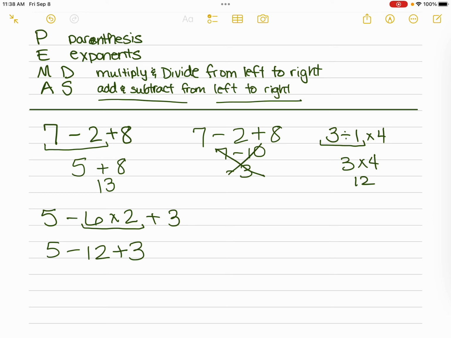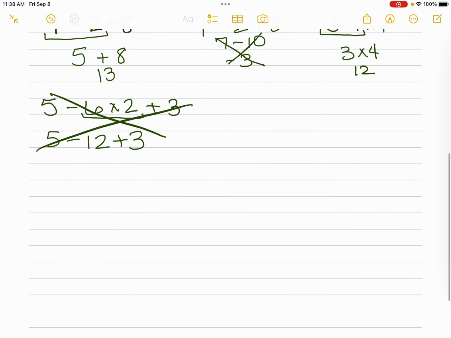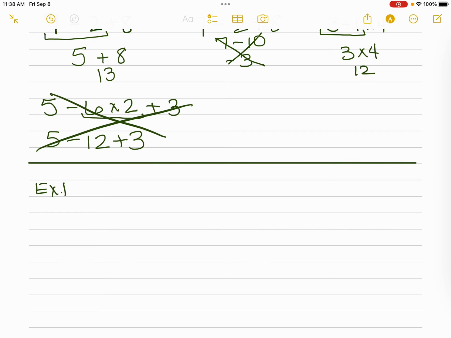Okay, so we're not going to go through that one. I'm just trying to show you an example of what the order is. So now let's do some of the examples that are in the book. Okay, so you don't need to open your books for this. I'll have everything written down.